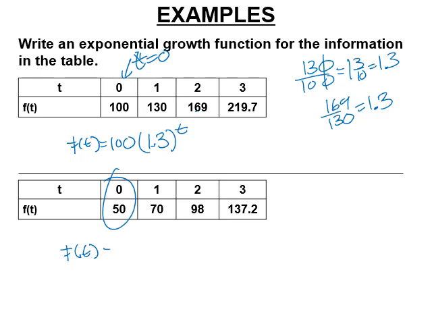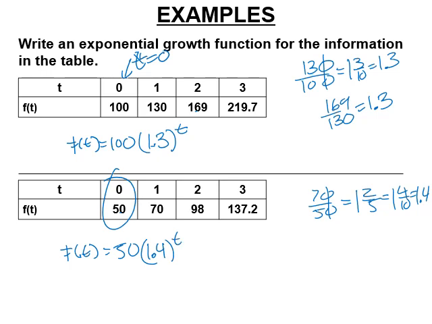There's our y-intercept. Goes first in an exponential. So we need 70 over 50. What does that equal? It equals 7/5, which is 1 2/5, which is 1 4/10, which is 1.4. All right, now 7/5, you could also do 7 divided by 5. 5 goes into 7 once.